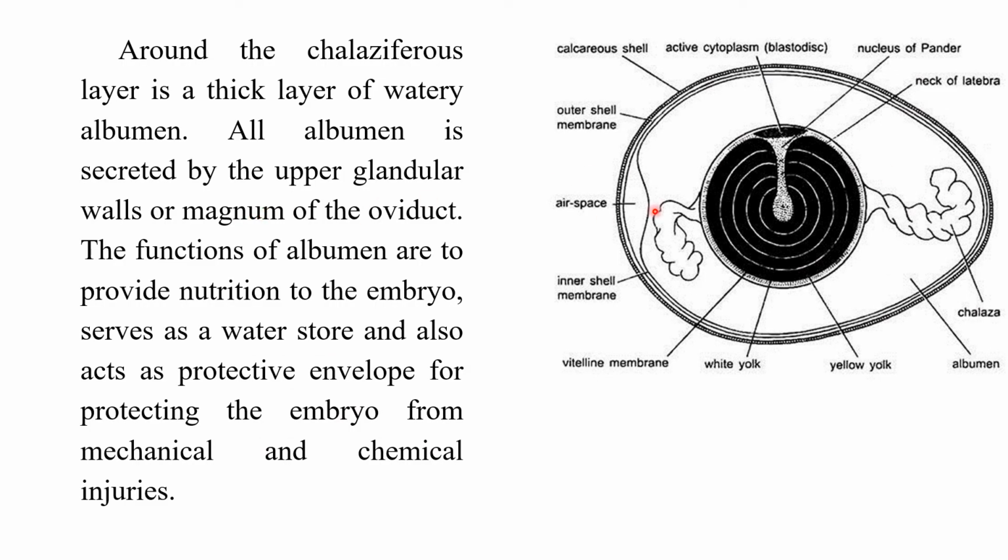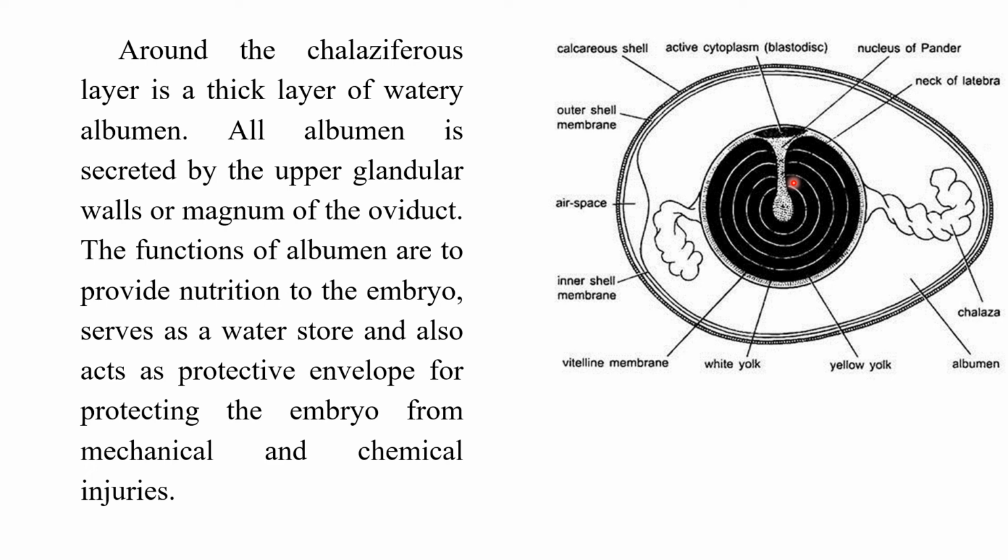So around the chalaziferous layer is a thick layer of watery albumin. So this structure, the vitelline membrane, will be covered by a chalaziferous layer, and exterior to the chalaziferous layer, the entire space will be filled by a thick layer of watery albumin. Albumin will be watery in nature. All albumin is secreted by the upper glandular walls or magnum of the oviduct. So the entire albumin is secreted by the glandular walls of the oviduct.